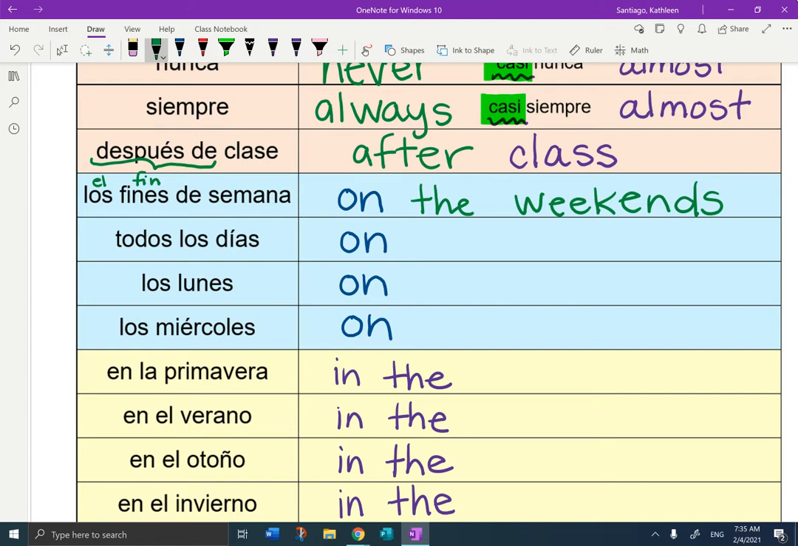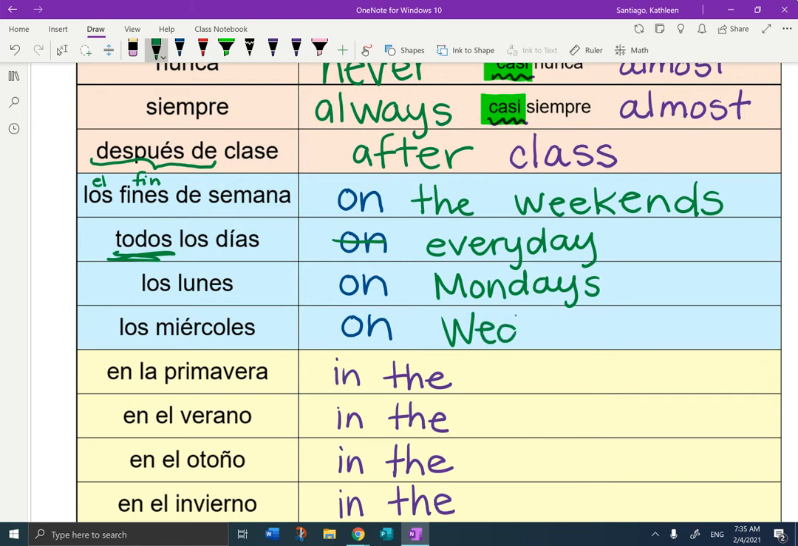Todos los días. Well, todos is total. Total of the days would be every day. I don't need the on, just every day. Los lunes. Lunes is Monday. So on Mondays. Los miércoles. On Wednesdays. So you can say any day of the week after los, and then you're saying that you do it on those days.